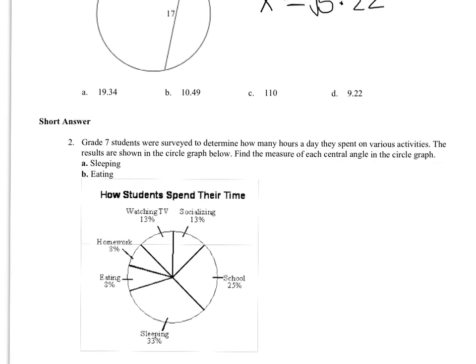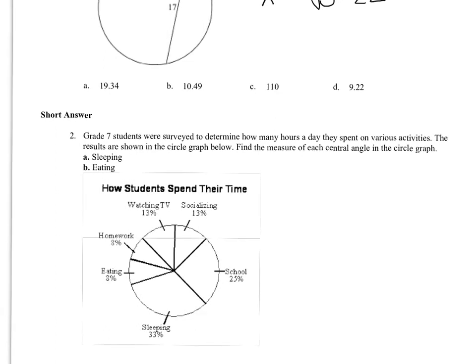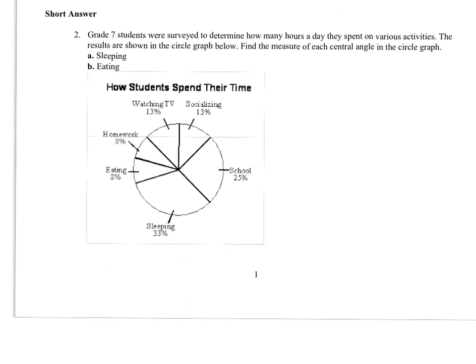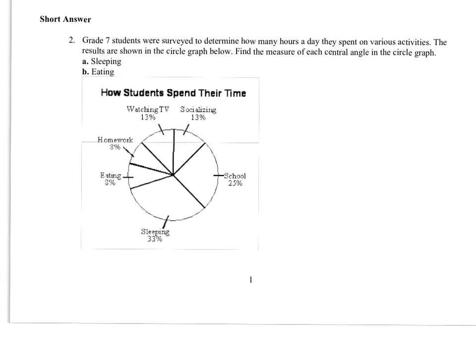Okay, so on the next one, you are just finding the measure of each central angle. So what you guys want to do here is just take the percent of the circle for sleeping and eating, and basically you just times it by 360. So hopefully everyone got that one correct. So sleeping right here, remember change the percent to a decimal, 0.33 times 360, and you end up with about 119. It's 118.8, but we're going to say 119.